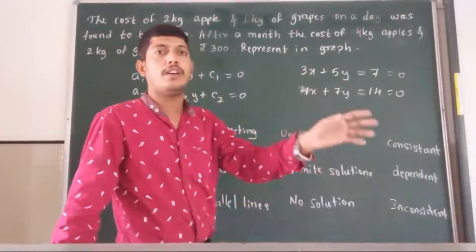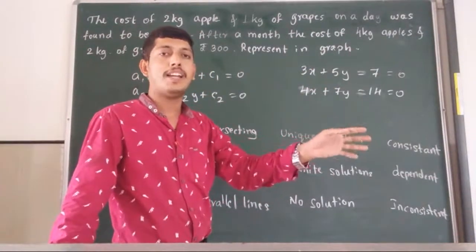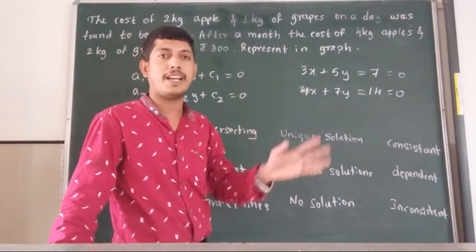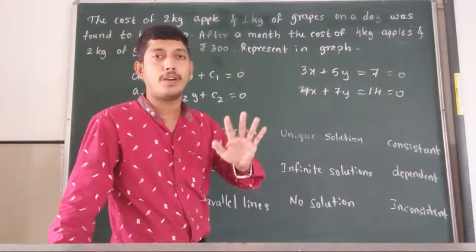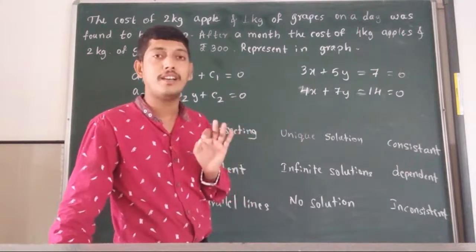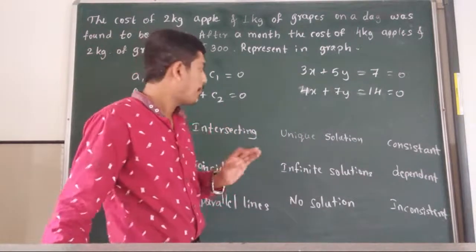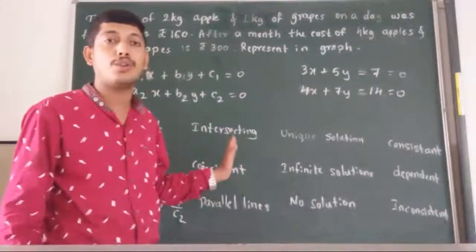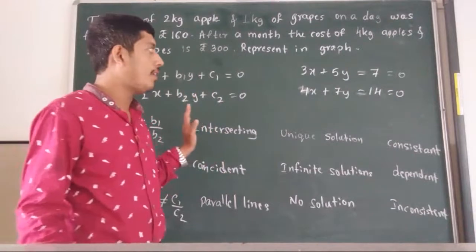We have to use the value of x or y, substitute those values, and finally we get a tabulation, and after that we have to draw the graph. Only then can we tell the nature of the graph. But by using this condition, we can tell the nature of the graph directly without constructing it. So I will use this.